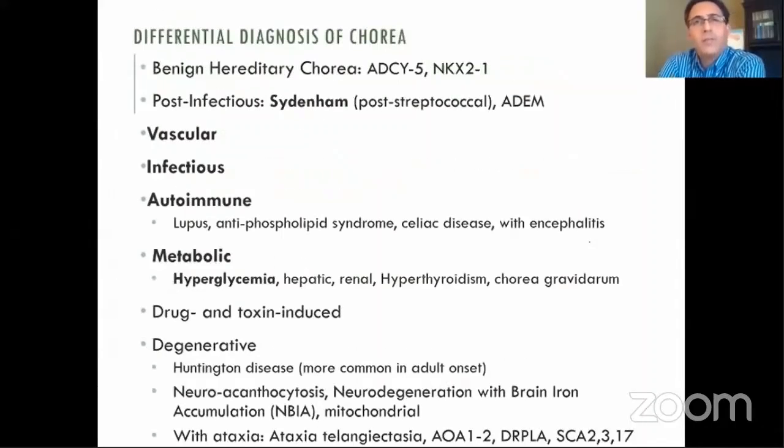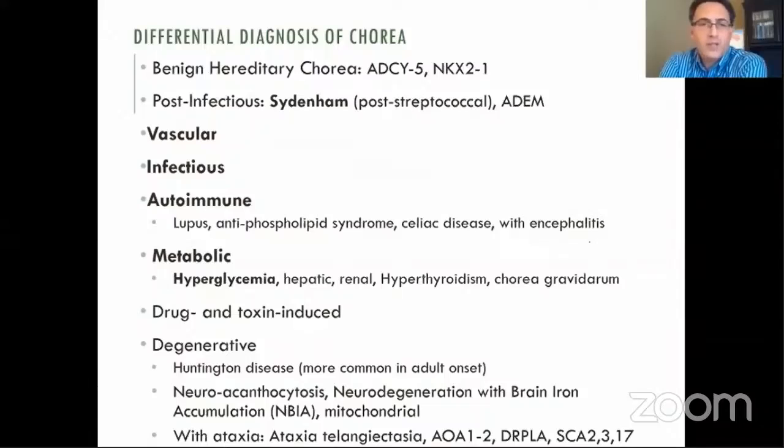Differential diagnosis of chorea in the pediatric population includes both acquired and genetic causes. There's this entity known as benign hereditary chorea. Most of these so far have been attributed to two genetic conditions, the mutations in the ADCY5 gene and NKX2-1, which is also known as brain thyroid lung disease.